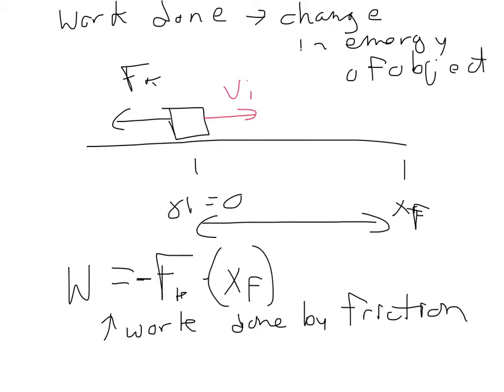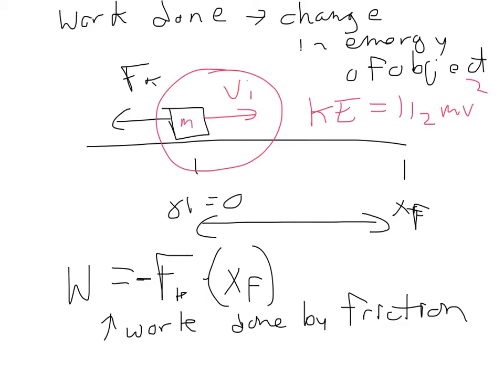Okay? And we talked about in class that the energy of an object, there's two kinds of energy, potential energy and kinetic energy. If the object's moving, it has a kinetic energy equal to 1/2 mv squared. So if this object has a mass m, then it has a kinetic energy of 1/2 m times v initial squared.